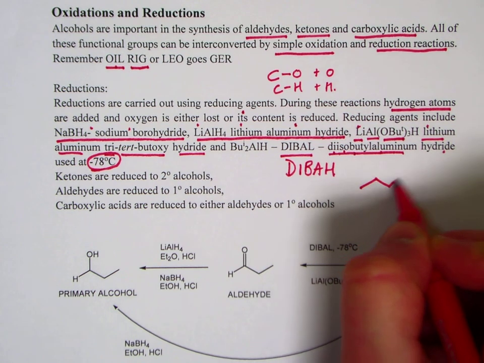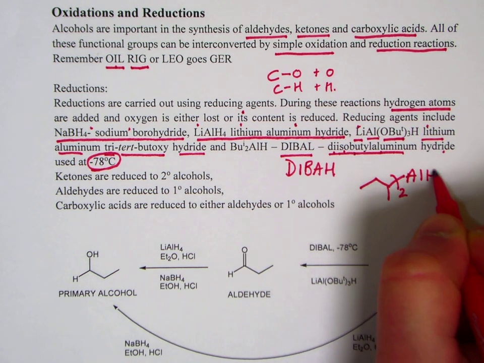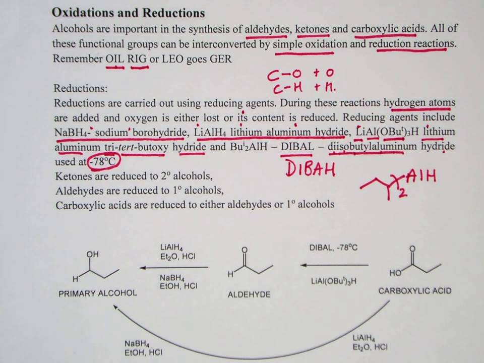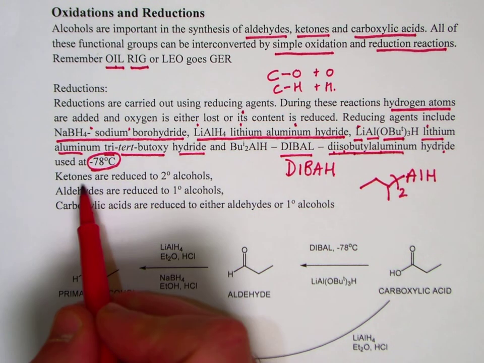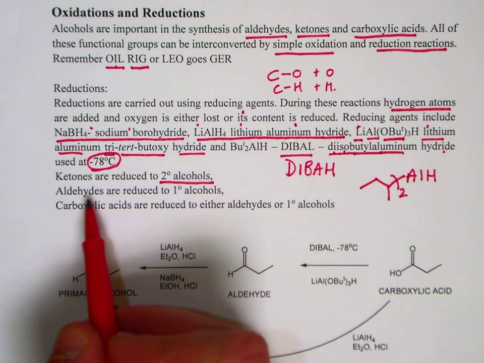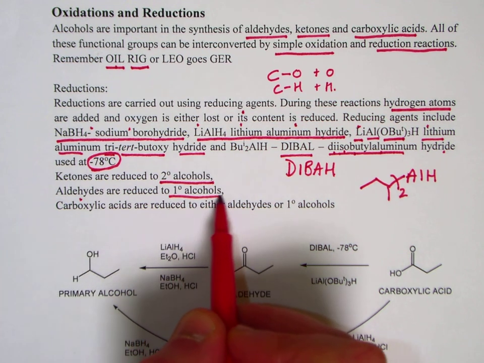So the diisobutyl aluminum hydride looks like this. Two isobutyl groups and a hydride source. Again, it's a reducing agent, minus 78 degrees C, dry ice and acetone. Now, things to consider. Ketones are reduced to secondary alcohols. Aldehydes are reduced to primary alcohols.